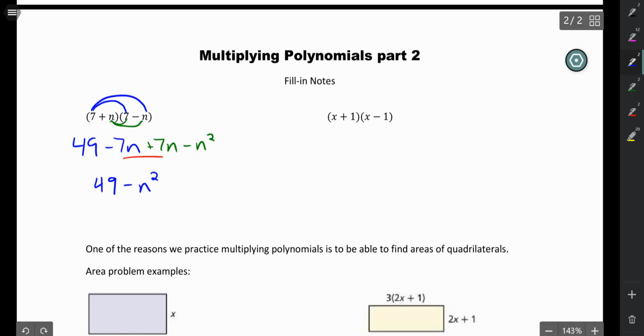Well, what? Look at that. I've got a square in the front. I've got a square in the back. I'm still subtracting them. Still a difference of squares. Okay. Let's box up this last guy.